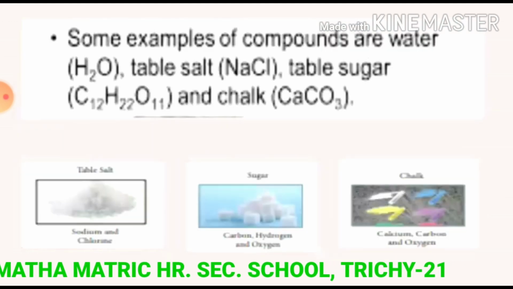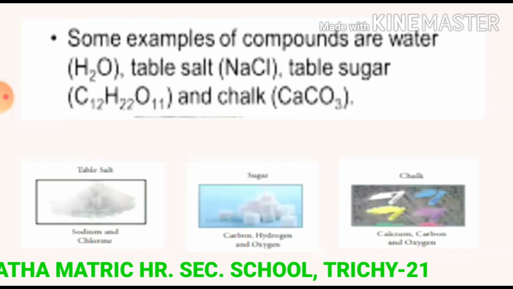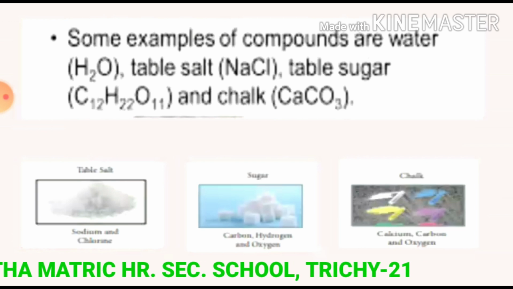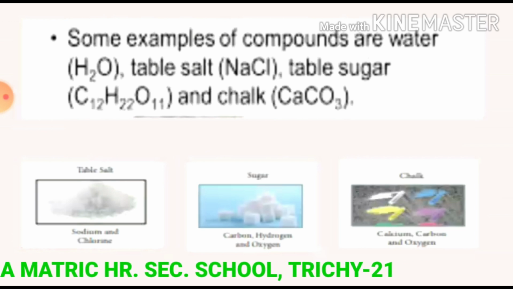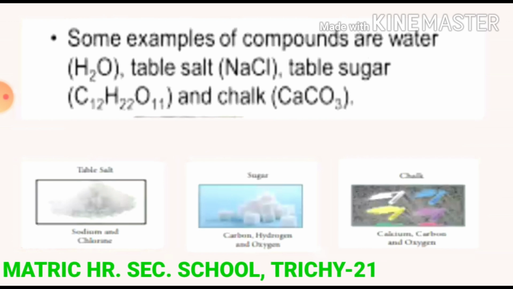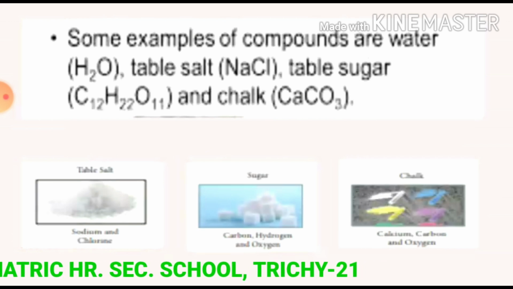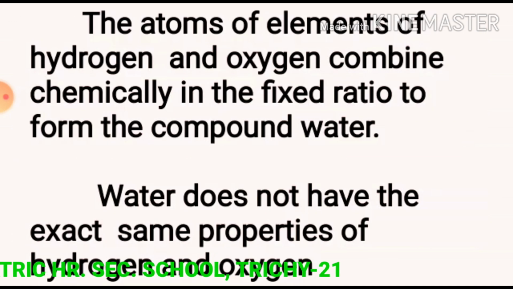Some examples of compounds are water, table salt, table sugar, and chalk. The atoms of elements hydrogen and oxygen combine chemically in a fixed ratio to form the compound water.